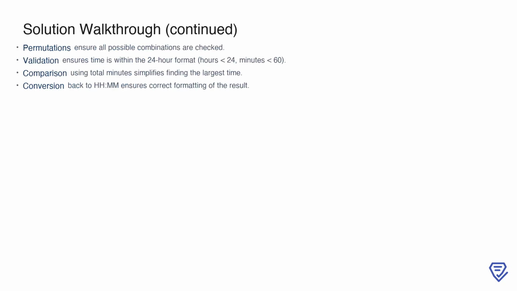To summarize, this solution relies on generating all permutations of the input digits to ensure that every possible combination is considered. The validation step checks whether each permutation forms a valid time in the 24-hour format, where hours must be less than 24 and minutes less than 60. By converting valid times into total minutes, we can easily compare and track the largest time. Once the maximum total minutes are identified, converting it back to HHMM format ensures the result is properly formatted and easy to read. This method guarantees an exhaustive and accurate approach to finding the largest valid time that can be formed from the given digits.